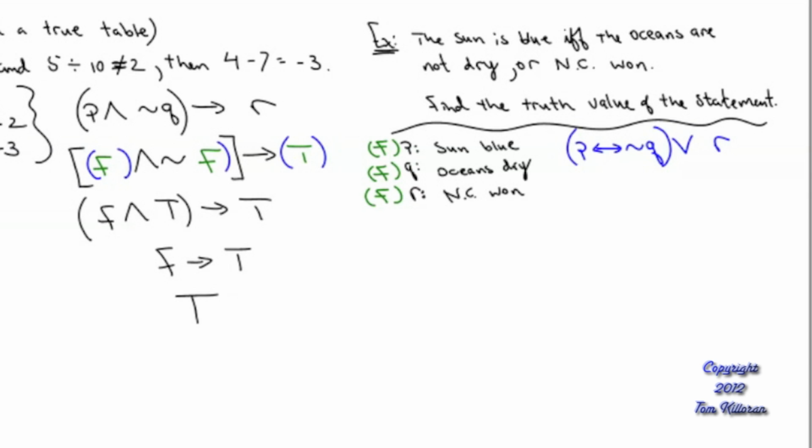Why is there no squiggly in front of the R? Because North Carolina won. I know North Carolina did not win. That's why I have an F here for false. But in the statement, it says North Carolina won. This ain't no trick. In the statement, you say oceans are not dry.